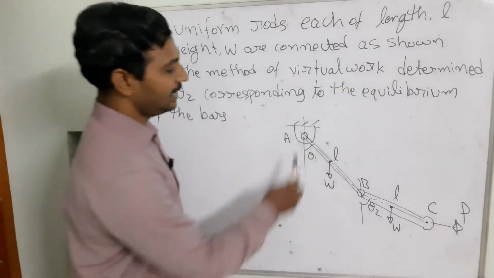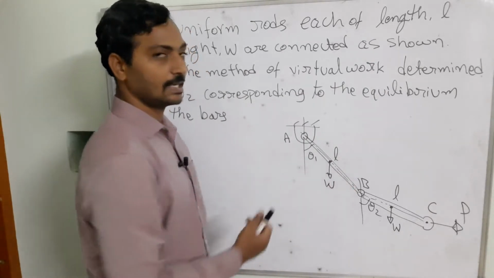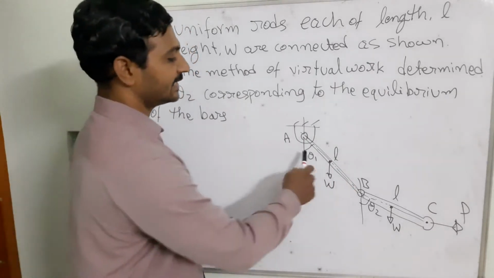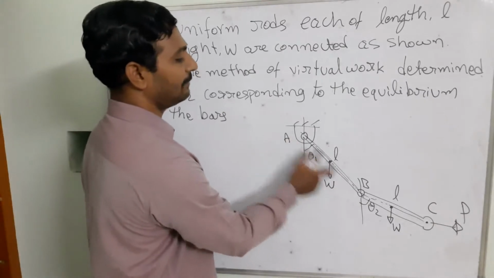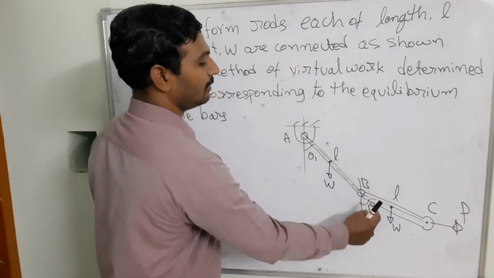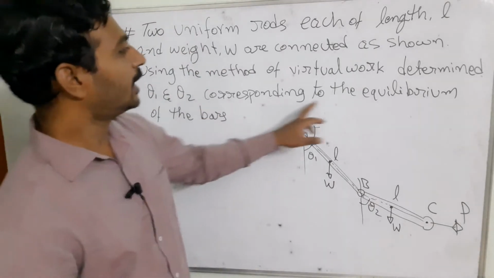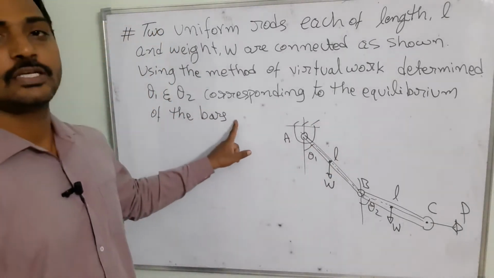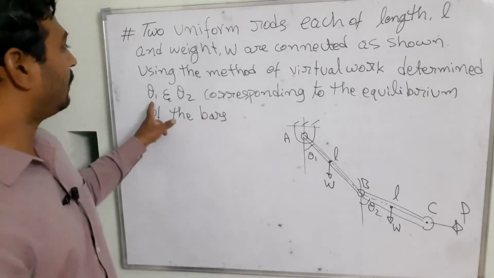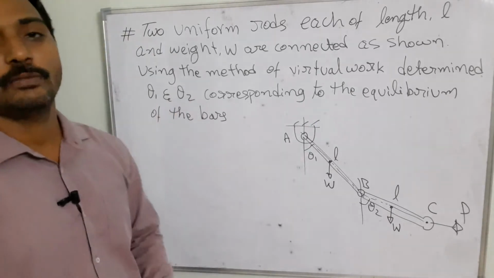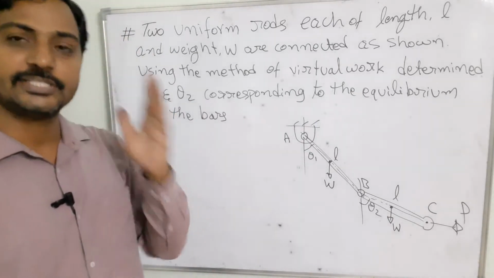We can see the bars are not vertical or horizontal, but exist at a certain inclination. Theta 1 is the angle AB makes, and theta 2 is the angle the link BC makes with the vertical, corresponding to the equilibrium of the bars. So we need to calculate theta 1 as well as theta 2.